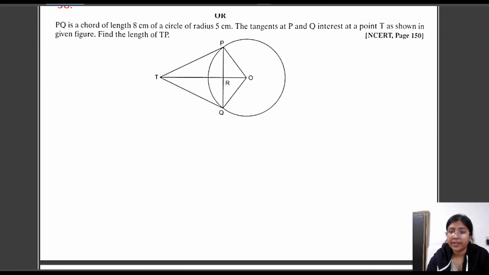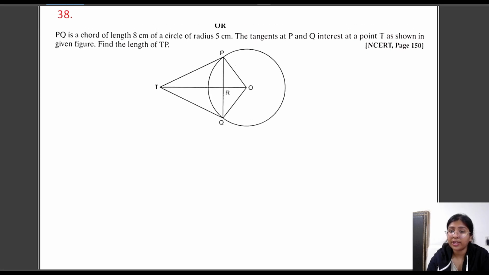Yes. Again, a very important question, can be done in two ways, but I will tell you the simpler way to do this. PQ is a chord of length 8. If PQ is 8, so PR and RQ will be 4, 4 because the perpendicular to the chord bisects the chord. These two triangles are congruent. This is perpendicular. So this is 4, this is also 4. The tangents at P and Q intersect at T as shown in the figure. Find the length TP. The radius is also given as 5, so we can find the length OR with the help of Pythagoras theorem. This will come as 3.